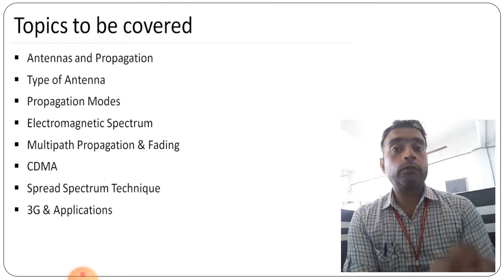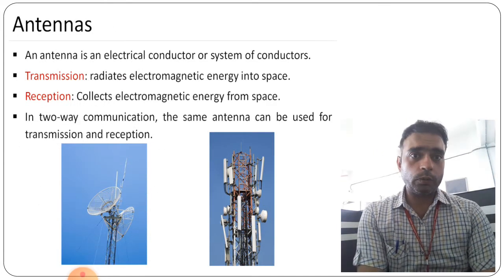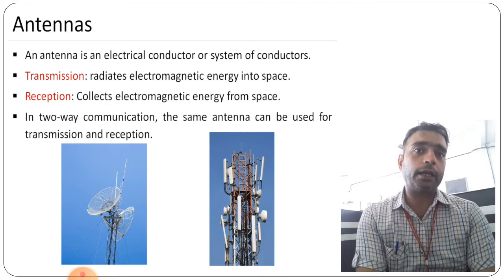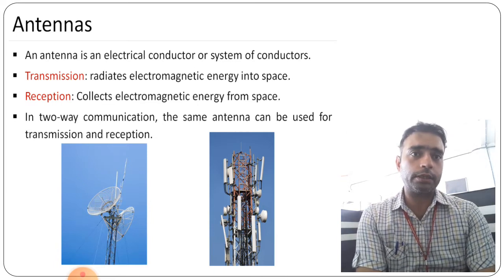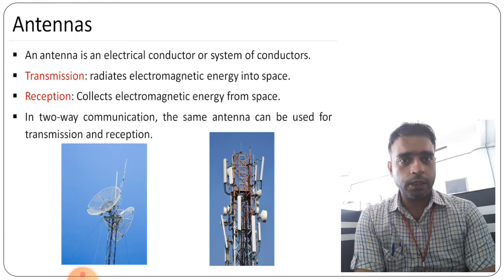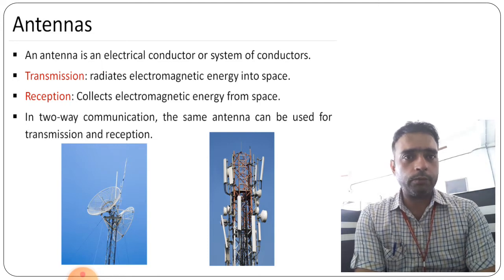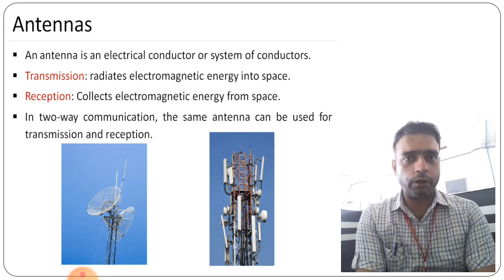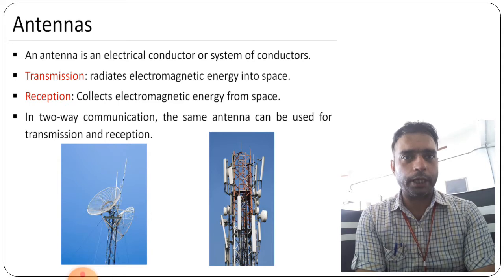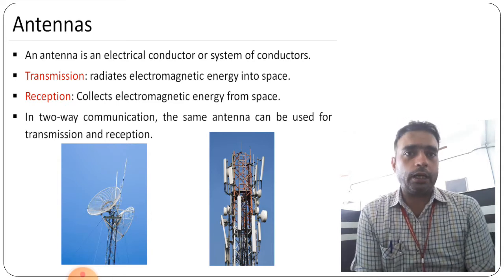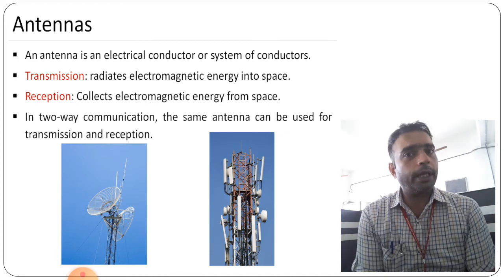First, I am going to start with the antenna part. So what is an antenna? It is an electrical conductor, or a system of conductors, that is used for the transmission or reception of energy from the space or into the space. What type of energy is that? That is the electromagnetic energy given by the antenna.